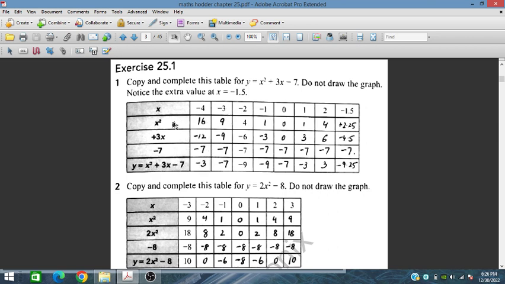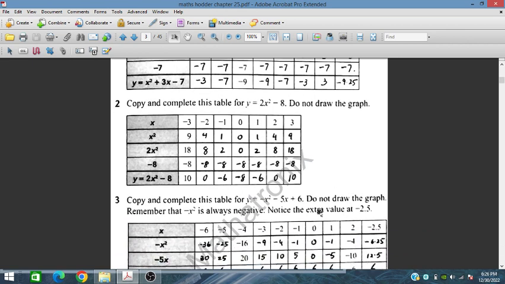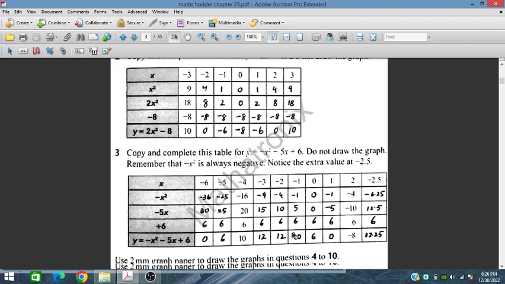Similarly for minus 3, the square is 9, and 3x multiplied is minus 9, and minus 7 is here, and we add all these, and the result will be minus 7. Similarly for this one and for every one, so we'll have these values. Similarly for this 2x squared minus 8x, x squared, and then 2 multiplied by 2, 2x squared minus 8. So we'll add this and place it. Similarly for question number 3.